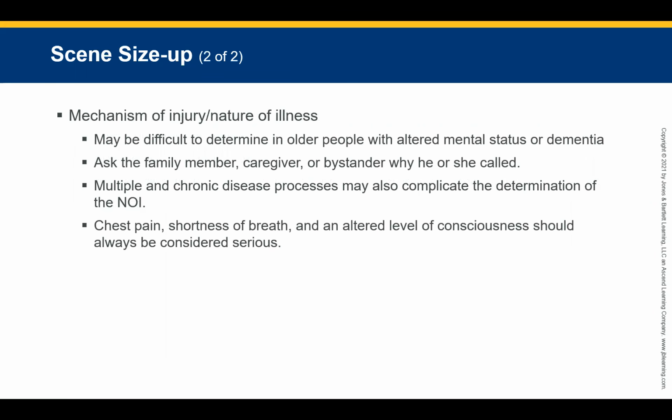So the NOI may be very difficult to determine in elderly patients because their mental status is probably going to be affected by dementia or Alzheimer's. You may ask the family member or caregiver why he or she called. Multiple and chronic diseases may also complicate the NOI. Chest pain, shortness of breath, and altered level of consciousness should always be considered very serious, because remember, we're talking about potential pneumonia. Those are ones we have to be cautious about.